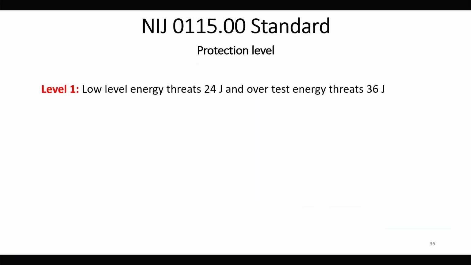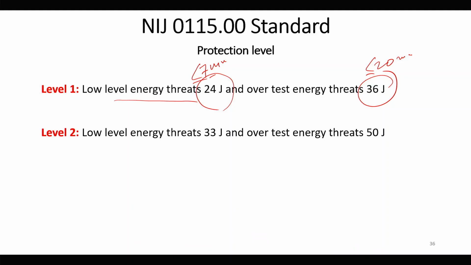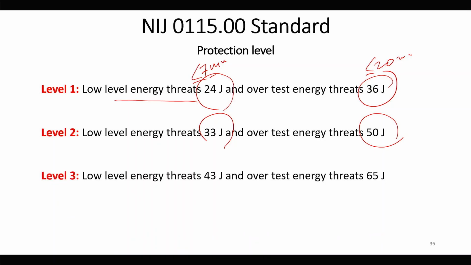Now, in short, we can see that in level 1, for low energy level with the penetration less than 7 mm, we need 24 joule energy, and for high energy level with penetration less than or equal to 20 mm, we need 36 joule. Similarly, for level 2, 33 joule and 50 joule respectively, and for level 3 we need 43 and 65 joules respectively.